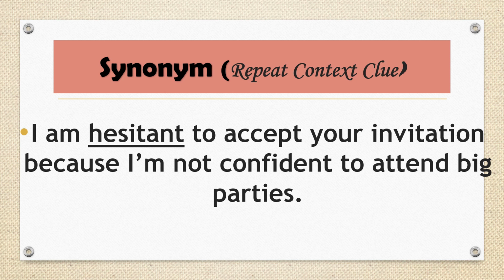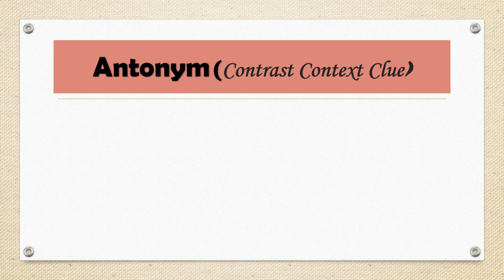That also means that you don't need to use a dictionary anymore since the meaning of the word can be found within the sentence. Well, if there's no clue, then that's the time to seek your dictionary. Now remember that the synonymous words in this sentence are hesitant and not confident. Next is antonym. This is a pair of words with the opposite meaning, or we could also call this one a contrast context clue.